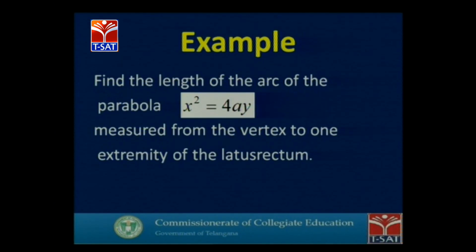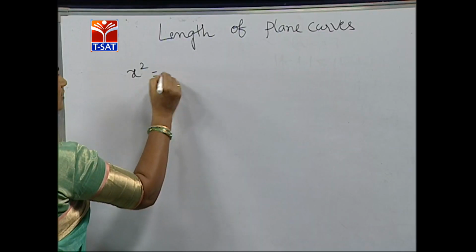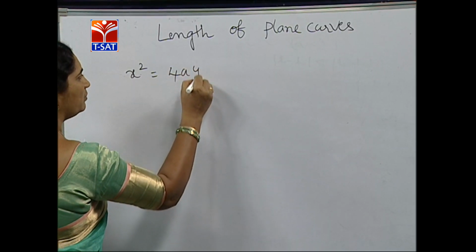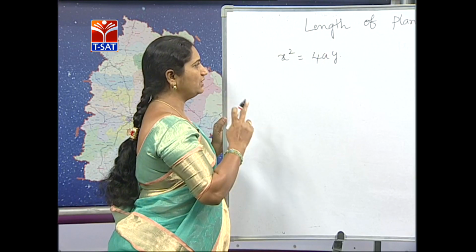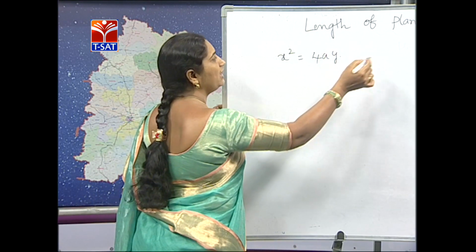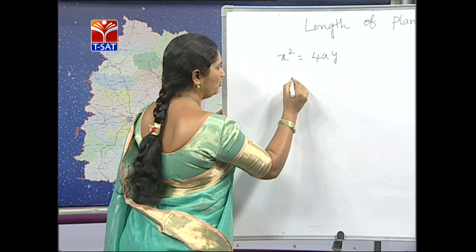Now next we will go for one example. Suppose the equation of the curve is x square is equal to 4ay. This is nothing but a parabola. We have to find the length of the curve from the vertex to one end of the latus rectum. So how will it be?